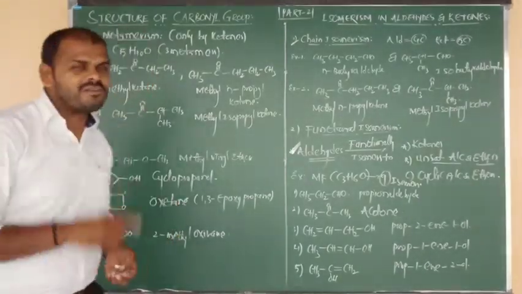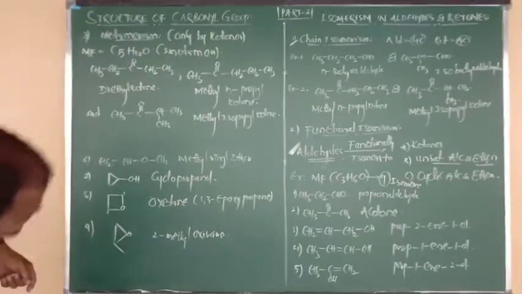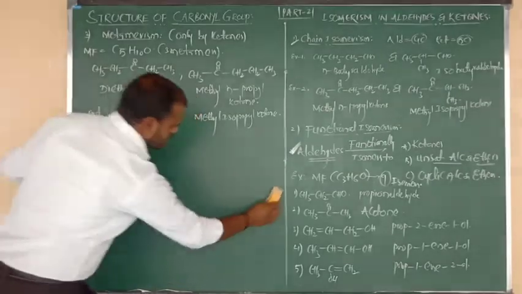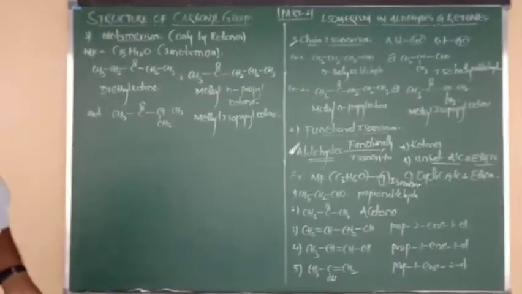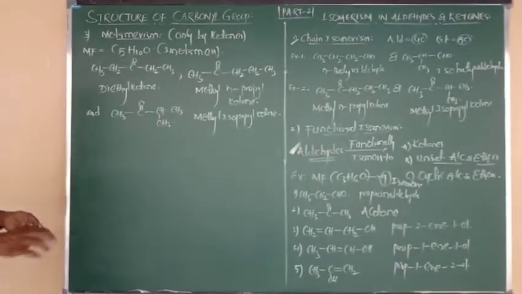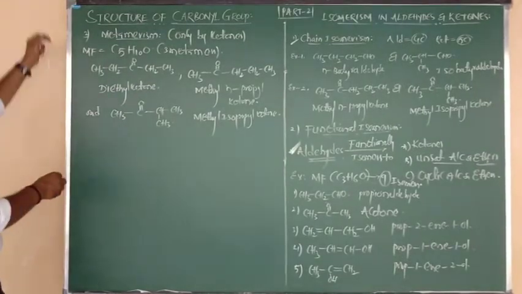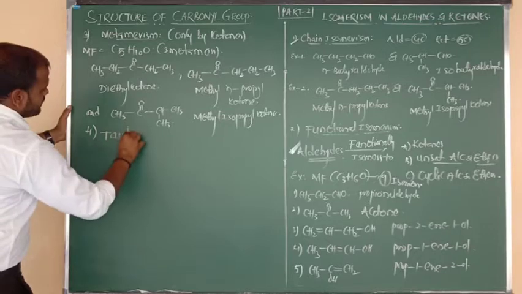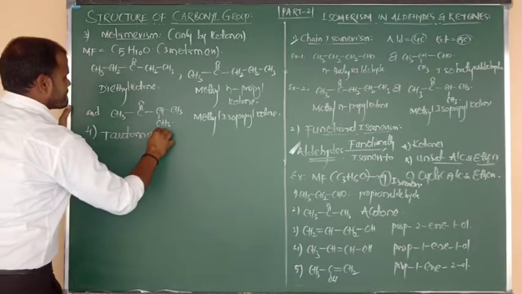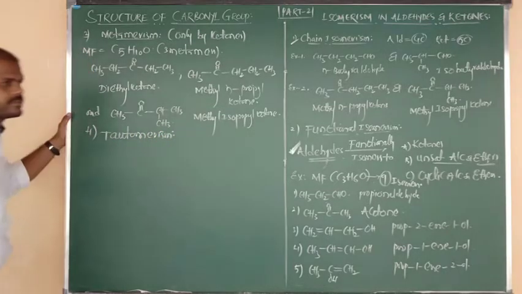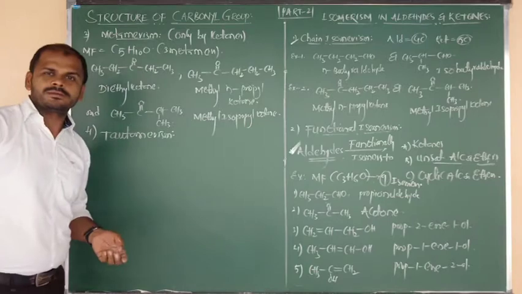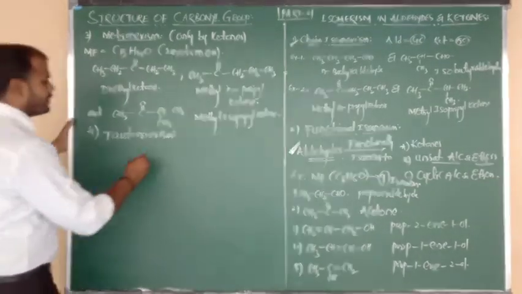Okay? And one more isomerism is there, that is nothing but tautomerism. So one more is nothing but what, beta? Tautomerism. So which type of aldehydes and ketones are going to exhibit tautomerism? Let me consider, beta.